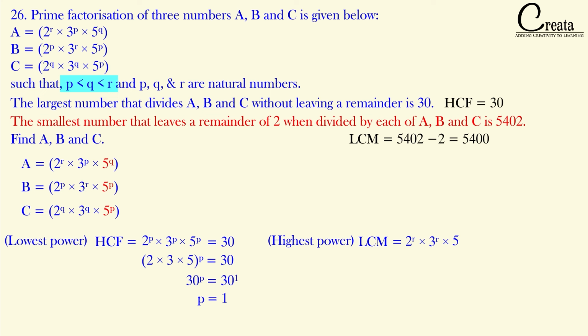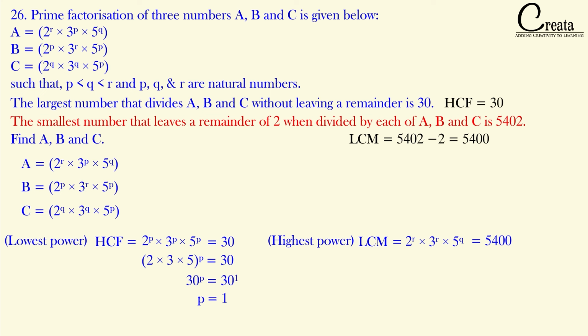Let's check for 5. Here it is given Q, P and again P. And among P and Q, which is the highest? It is Q. So let's take the power of 5 as Q. We got 2 power R into 3 power R into 5 power Q as the LCM of the numbers. LCM of A, B and C is equal to 5400.